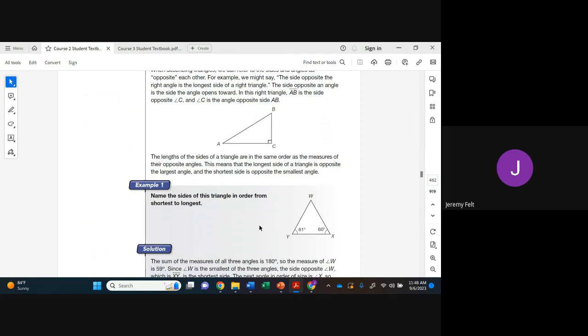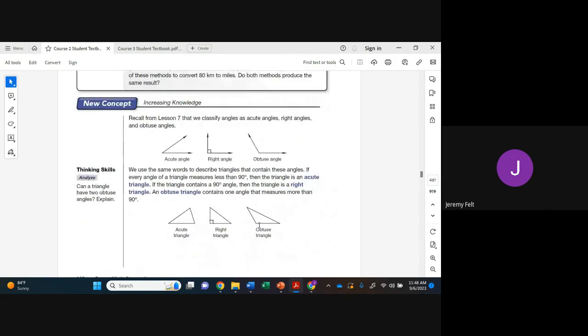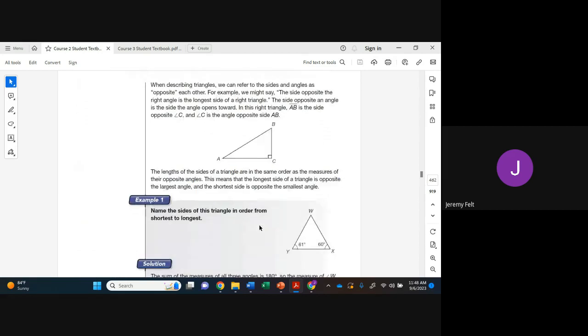Okay, so if we're looking at example 1, the sides of this triangle in order from shortest to longest. So we can use what we know about corresponding angles within a triangle. So if we have 60, 61, then this one would have to be 59. Okay, so 59, 60, and 61. So they're all very close, but the sides are not the same. If all three sides were the same, then it'd be 60, 60, and 60, which it's not. Okay, so we have this triangle right here.